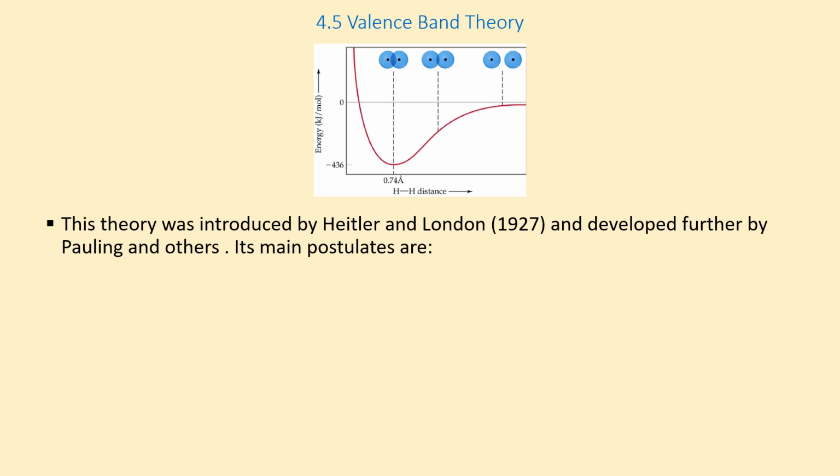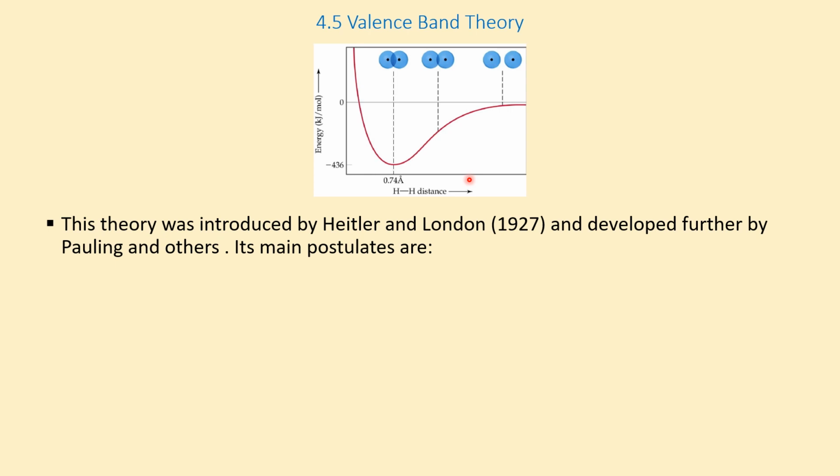Consider two hydrogen atoms A and B approaching each other, having nuclei Na and Nb respectively, and the electrons present in them are represented by small Ea and Eb. When these atoms are at a large distance from each other, there is no interaction between them. So please see the figure here. When there is a large distance between the two atoms, there is no interaction.